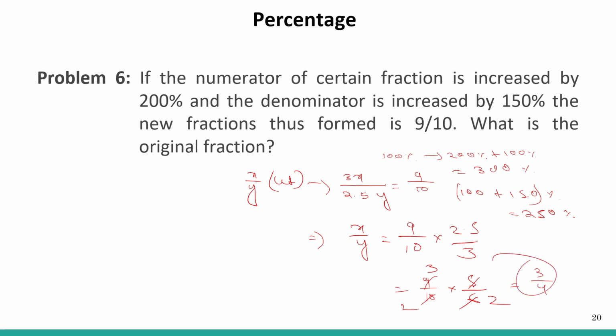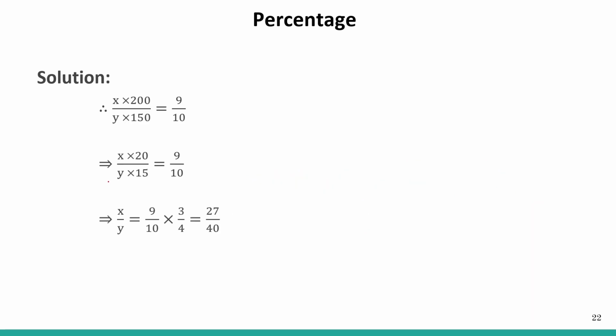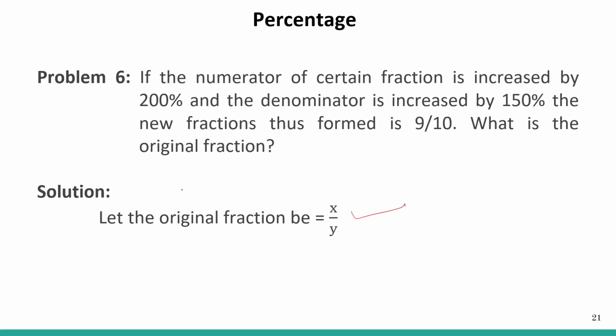Okay, let's see a step-by-step solution in order to get a better gist of it. Let the original fraction be x by y, and then what it becomes is x into 300 by y into 250, that is equal to 9 by 10. Okay, there is a slight mistake here. The numerator of a certain fraction is increased by 200%. Okay, so now it becomes total 300%.